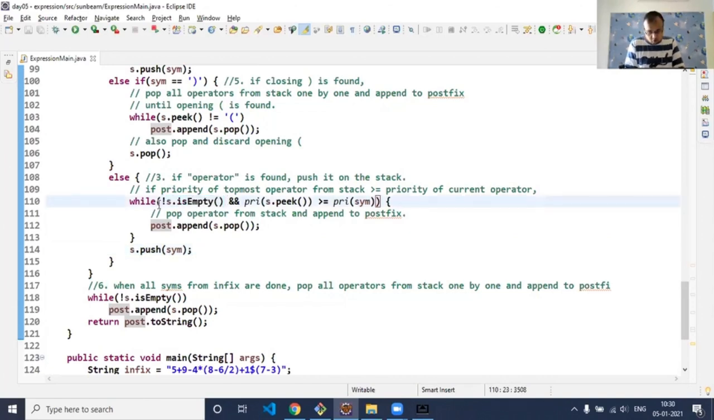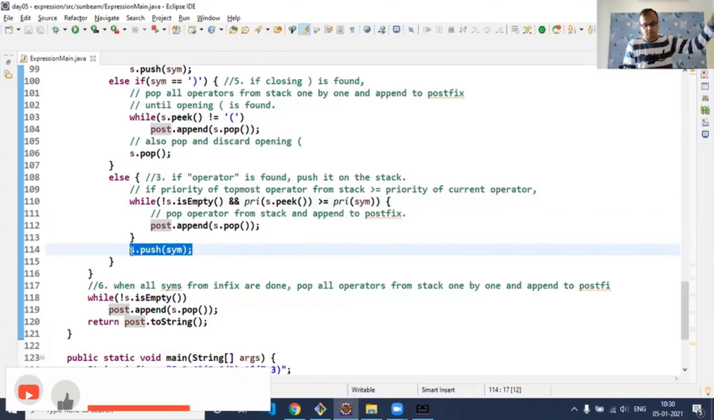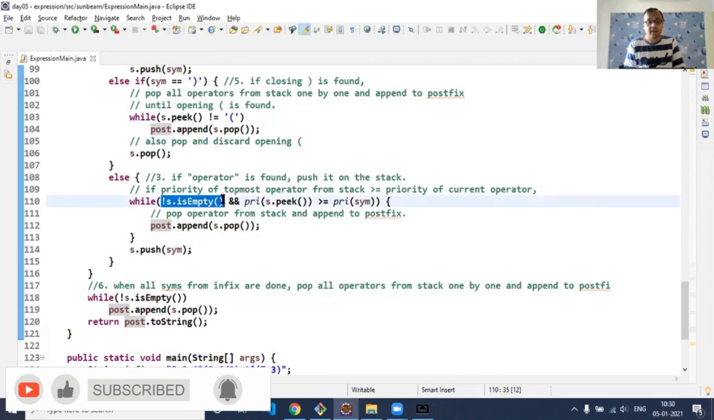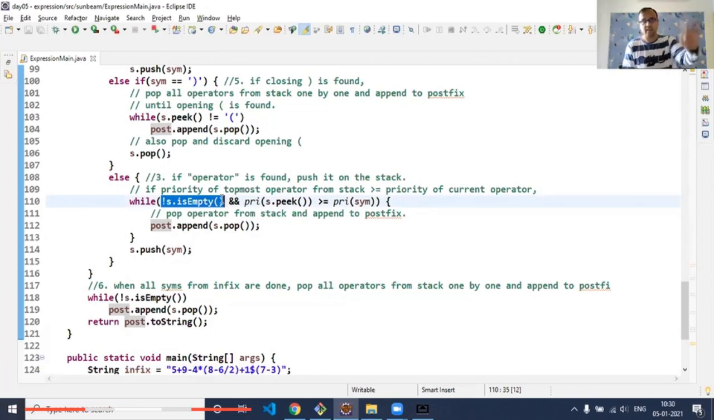I want to come out. So I'm saying that if at all I found that the stack is empty, then I will just come out and push it onto the stack. But if the stack is not empty, then I need to get the priority of the topmost.